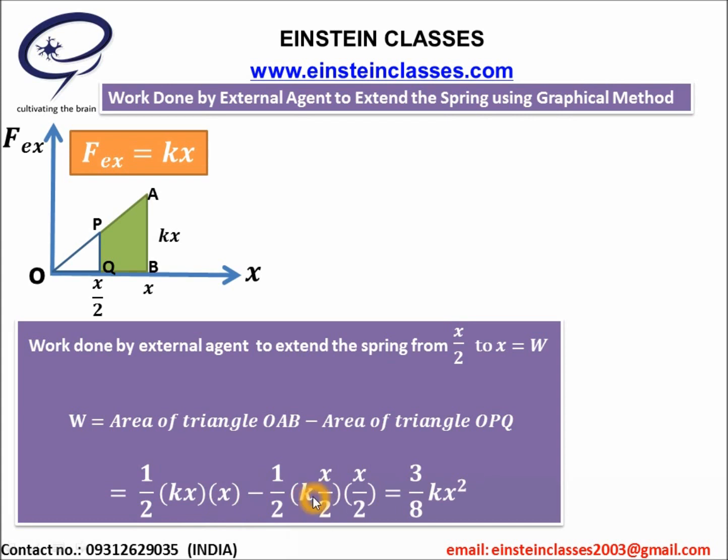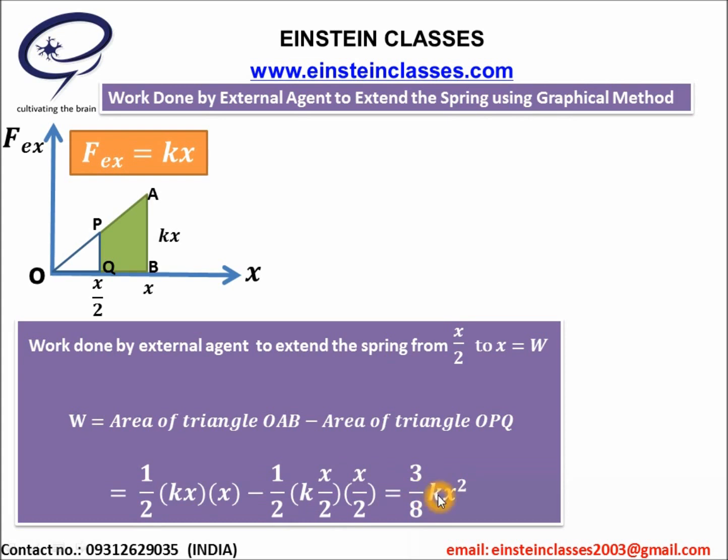The area of the triangle OPQ is given by half of height PQ into OQ. PQ is given by kx by 2 because at this moment the force exerted by the external agent will be kx by 2, and the OQ will be equal to x by 2. Hence the area of the triangle OPQ will be half kx by 2 into x by 2. After some basic calculation, you can get the value of work done by the external agent to extend the spring from x by 2 to x, or to displace the block from x by 2 to x, will be 3 by 8 kx square.